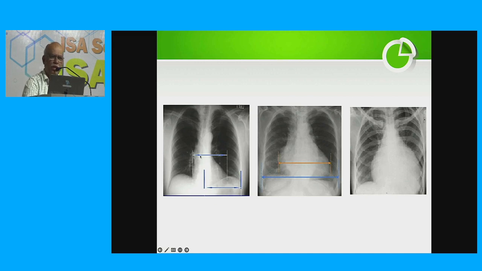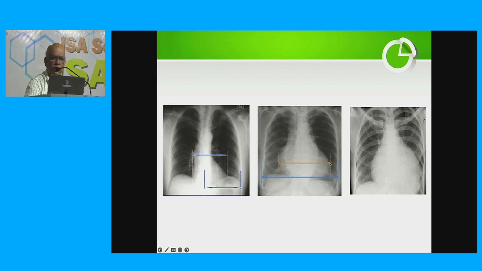Okay, these are three films showing the cardiothoracic ratio measurement. So this is the central point, and this is A, this is B. This is apparently a normal film. Here you see a grossly enlarged heart.